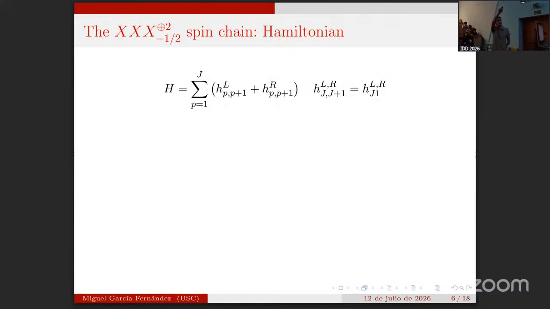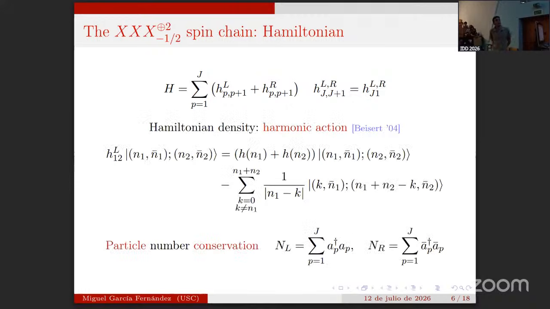Then the Hamiltonian density is very well known. It's just this harmonic action. So essentially, it has some diagonal term proportional to the harmonic numbers and some off-diagonal terms that redistribute the excitations in all possible ways on the two sites. And because the Hamiltonian density only redistributes excitations, there is particle number conservation for both types of species, left and right. And this is just a consequence of our model being invariant under the Cartan generators of this system.